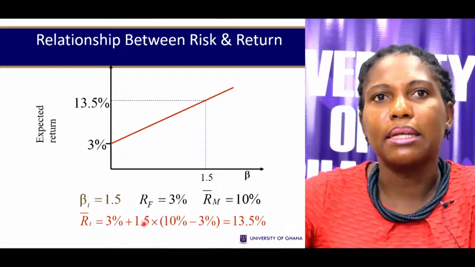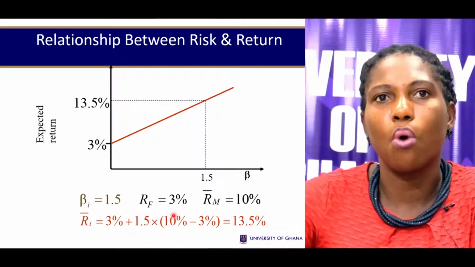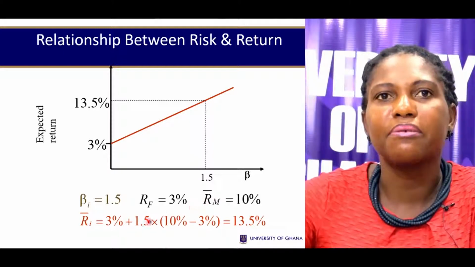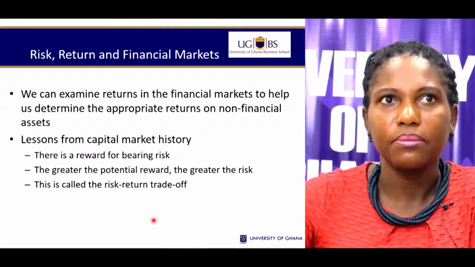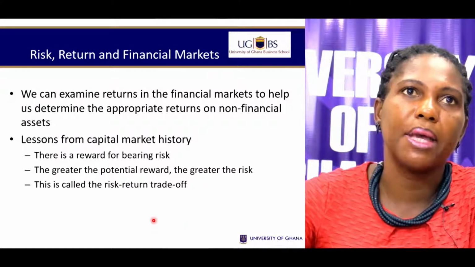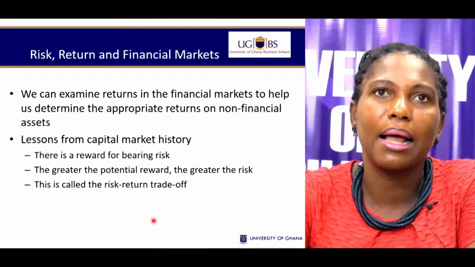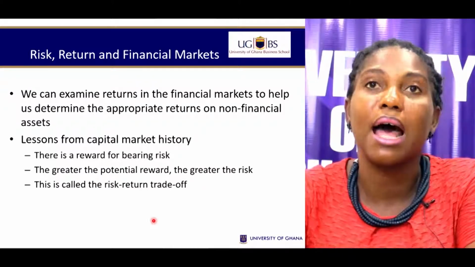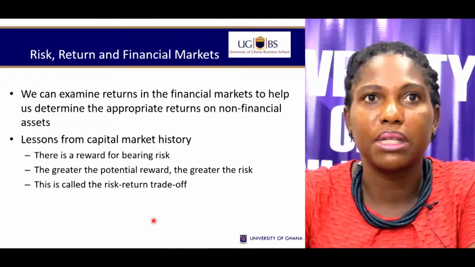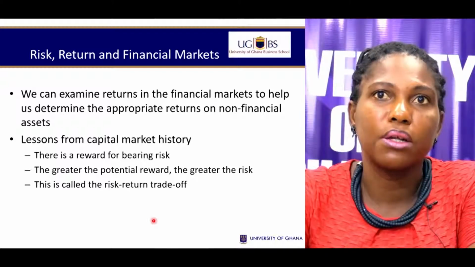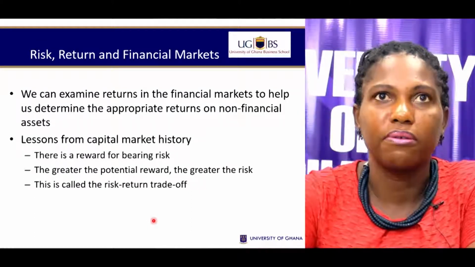So entities or securities that are more sensitive to the market have values greater than 1, and those that are not as sensitive may have values of beta less than 1. So then we need to understand some basics: that we could always examine returns on the financial markets to help us determine the appropriate returns for other non-financial assets. And then know that there's always a reward for bearing risk. The greater the potential reward, the greater the risk, and this is normally the risk-return trade-off.